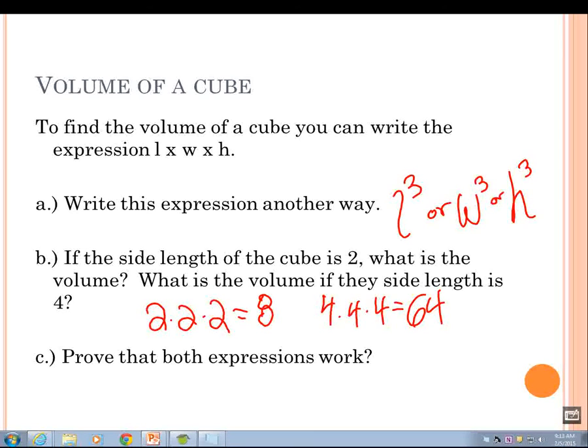And then if you were to prove that both expressions work, we had it that way. We did already. We had the first one, and because they're all the same size in a cube. Good?